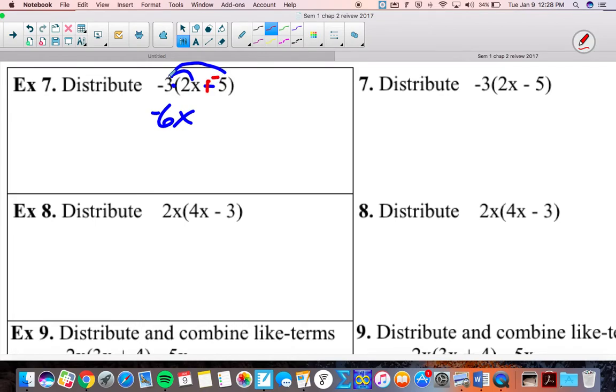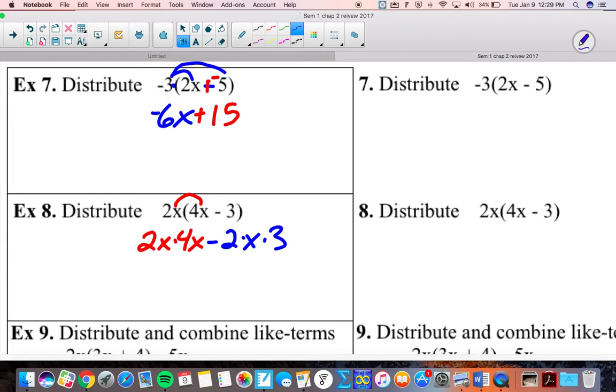So I have a -3 times a -5, that's a +15. So we bring a plus sign down in front of it. Same thing here with distribution. I have 2x times 4x. I could rewrite that as 2x times 4x minus 2x times 3.